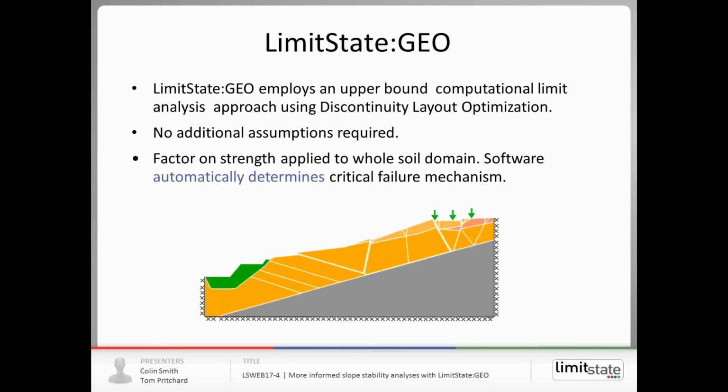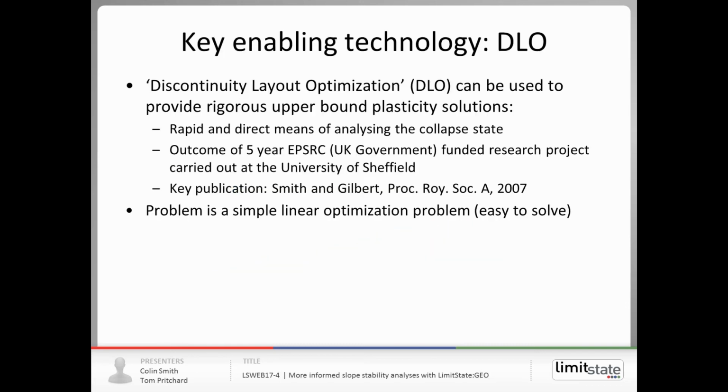The example we've shown here in the animation shows a failure mechanism that is neither planar nor circular, and it's generally following lines of weakness in the soil. And the software is able to find the critical collapse mechanism. It makes no assumptions about slip circles, shape of slip surface, etc. So how does this method work?